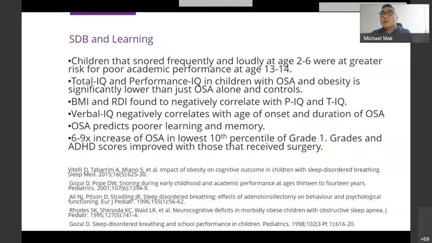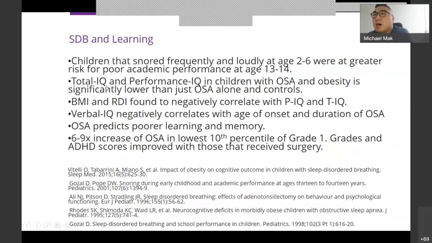So, just more data looking at sleep apnea and learning. Young folks who snored loudly when they were 2 to 6 later on had worse academic performance as they entered high school. And we know how important high school is for a young person's trajectory in terms of academics and career in the future. IQ is affected. IQ is lower in young folks with sleep apnea and obesity. And sleep apnea in a young person predicts worse learning and memory. When you look at the lowest performing 10% of students in grade 1, there seems to be a 6 to 9 times greater presence of sleep apnea in those folks. And if they got surgery to treat their sleep apnea, their grades and the severity of their ADHD scores improved.